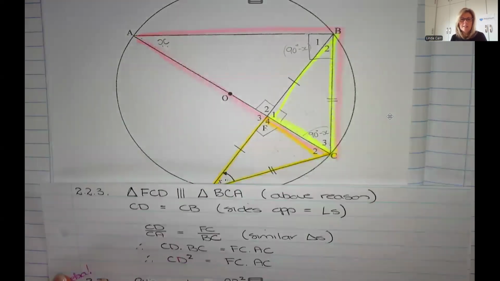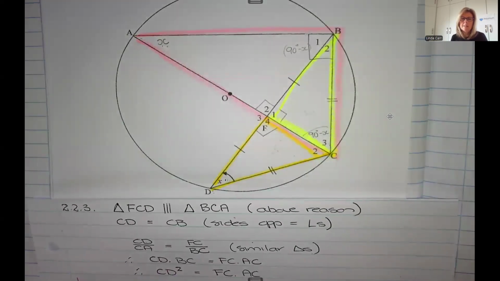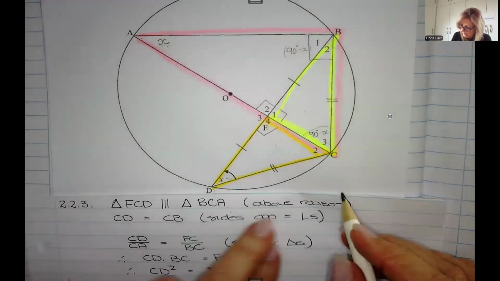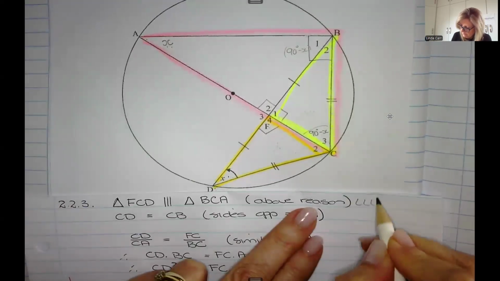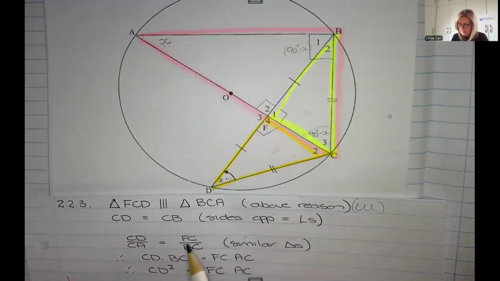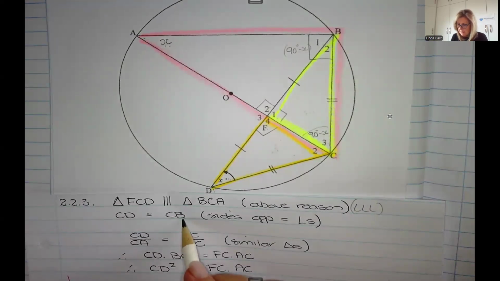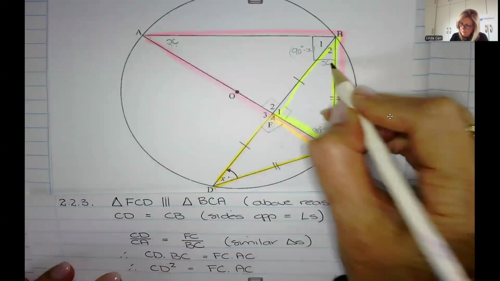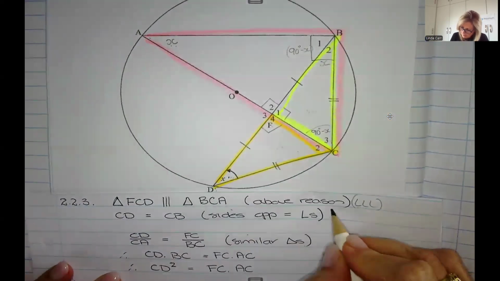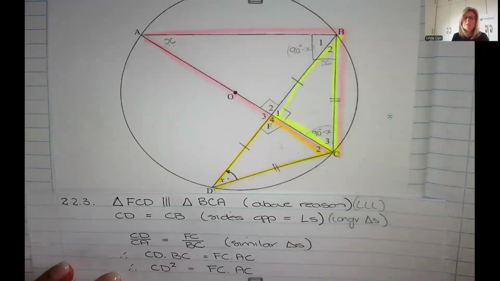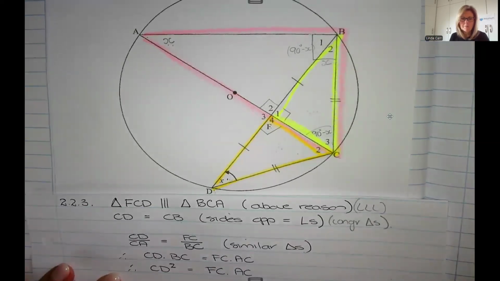Triangle FCD is similar to triangle BCA. When I say above reason, it's also angle, angle, angle, and because of congruent triangles, CD is equal to CB. Okay, sides opposite equal angles, if you like, or you can rather say congruent triangles. They don't expect you to spell out the congruency anymore.